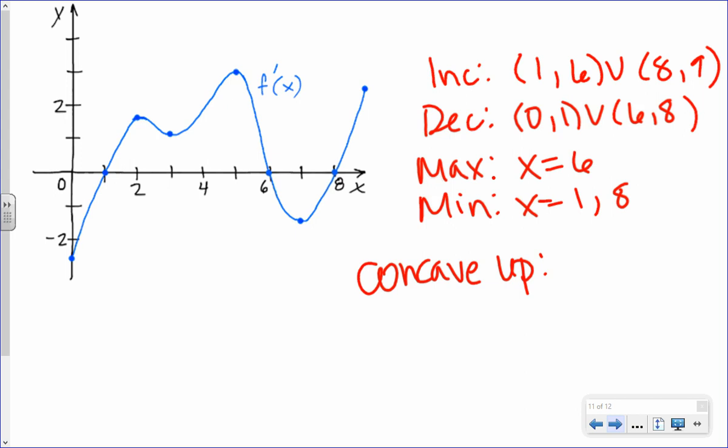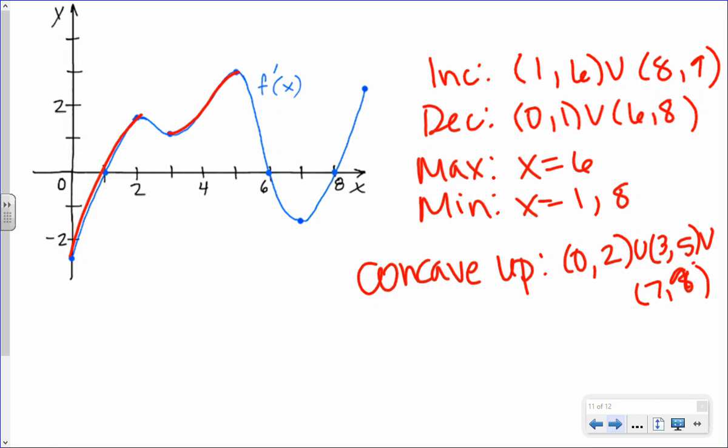So our slopes are increasing from 0 to 2, 3 to 5, and 7 to 9. All right, and if I want concave down, we look at where our slopes or our derivative decreases. So concave down from 2 to 3, from 5 to 7.